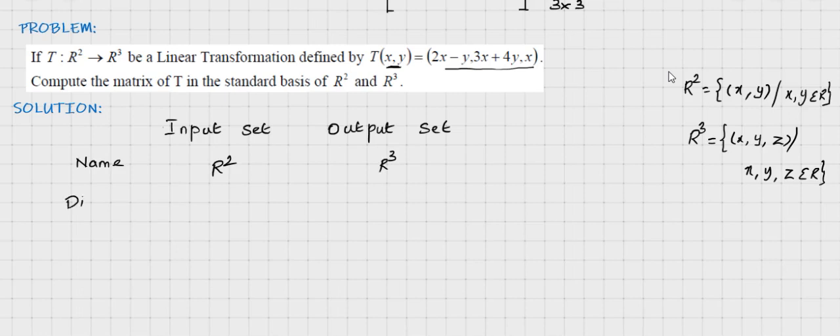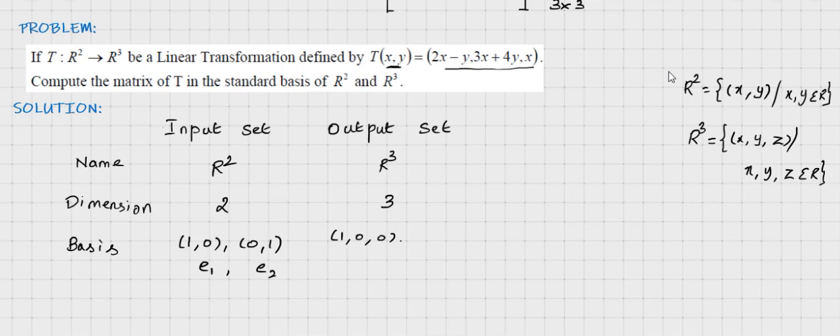Now the next one is dimension. The dimension is 2. Here the output set dimension is 3. Okay. Now the next important thing is basis. Basis here is (1, 0) and (0, 1). For sake of convenience, we name these as E1 and E2. The output set basis is (1, 0, 0), (0, 1, 0) and (0, 0, 1). Again, for the sake of convenience, we name these as F1, F2 and F3.